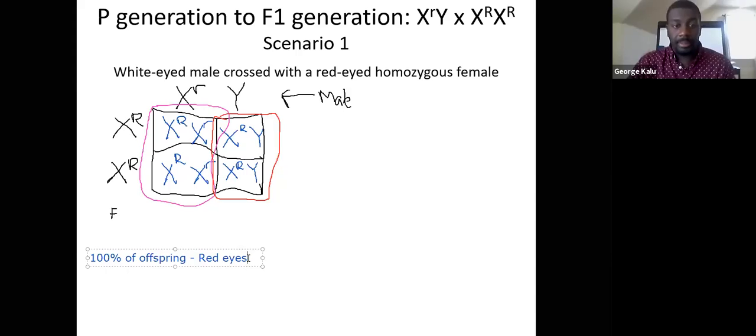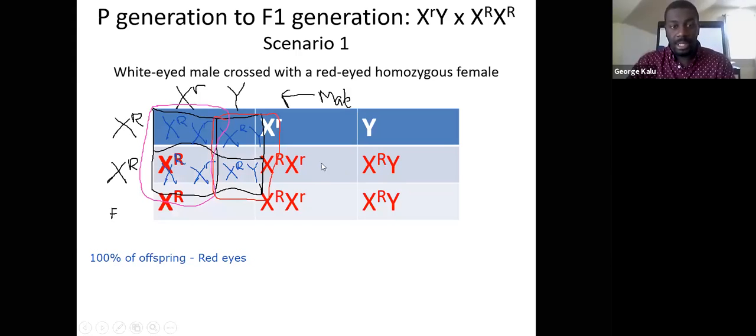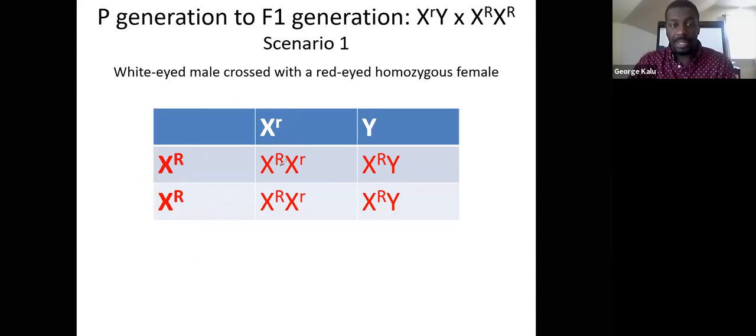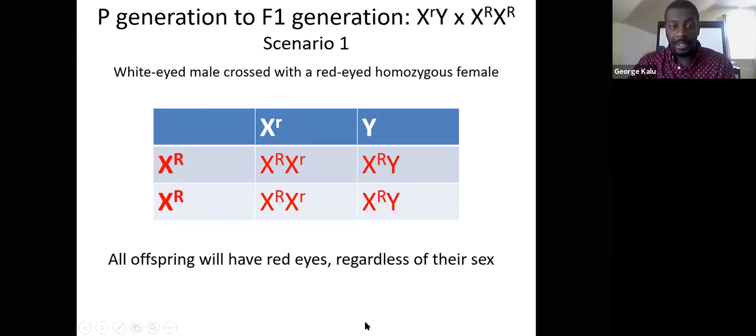Cool. Okay, so we'll leave it at that, and as we go through some other examples, we're going to get a little bit more specific. So I'll go ahead and clear this out. This is what we would see, right? We would see all of our offspring having the X big R allele, so they're all going to be red-eyed offspring. Okay, so all offspring are going to have red eyes regardless of their sex, regardless of whether they're female or male.